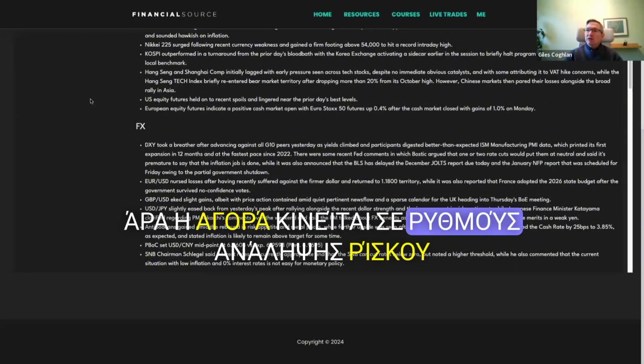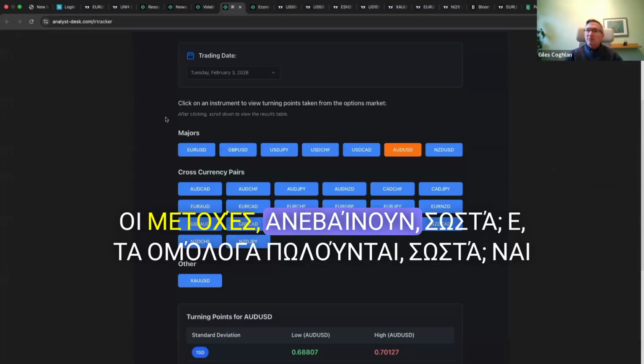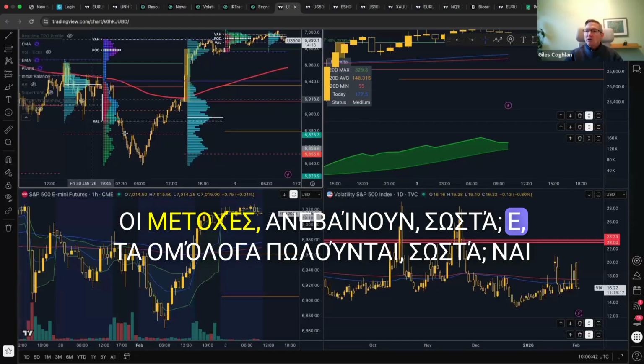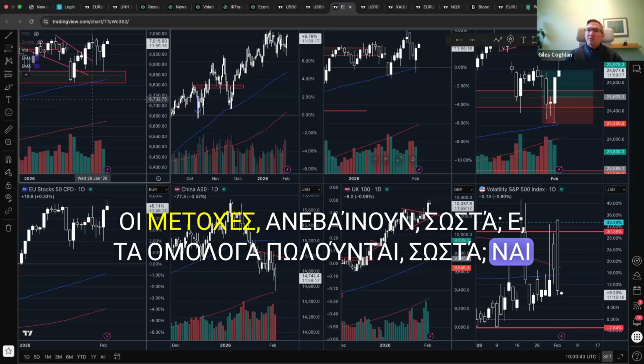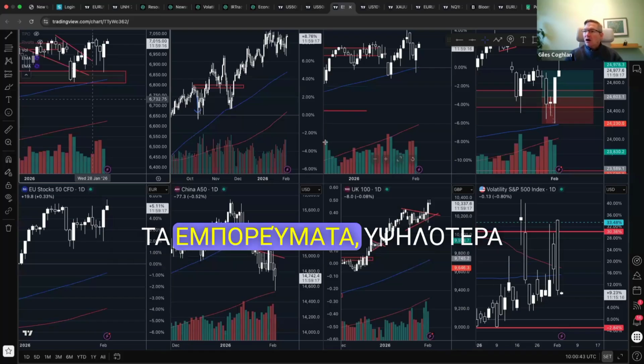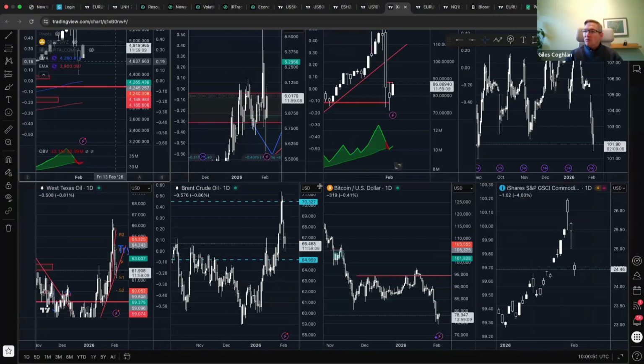Yeah. So market risk on. Let's have a look. Let's do our sentiment. Equities up, right? Bonds being sold off, right? Yes. Commodities higher broadly, right?